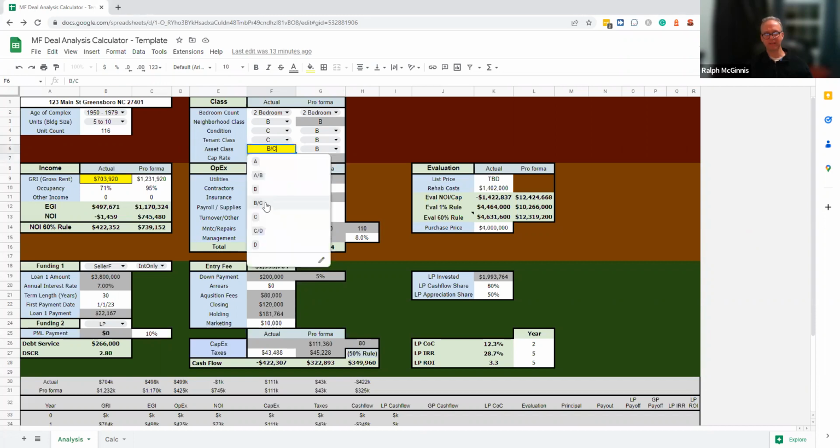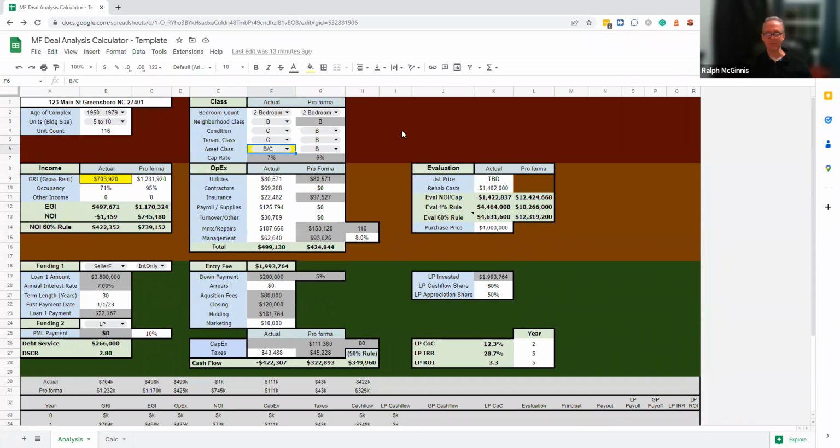One thing I forgot to mention right here, I put in yellow the asset class BC. BC means it's in between a B and a C, right? And I put it in yellow because that is a very key element to determining the evaluation. You have to have the gross rents and you have to have the asset class. If you don't have the asset class, I mean, you don't necessarily want to go off of what they tell you anyway. You want to do your own assessment of the asset class, because they will typically tell you that the asset class is a little bit better than it really is.